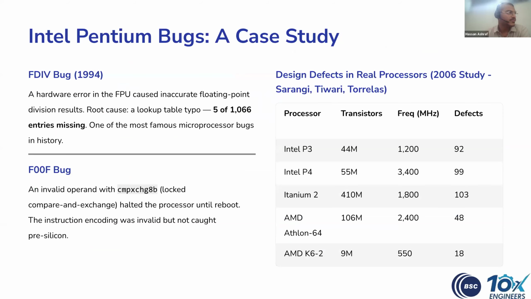Moving forward, so another example, the famous one: the bug that was reported in the Intel Pentium CPU, and many of us might have used these CPUs as well. A hardware error in the floating point unit caused inaccurate floating point division results in the CPU, and it was caught by a professor while doing some experiments.